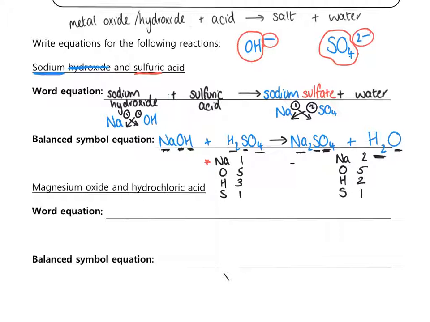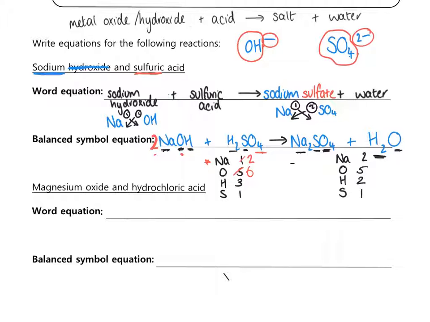Remember, at this stage we can only put big numbers in front of the whole formula. And so what I'm going to do is put a big 2 in front of my sodium hydroxide. Then it's really important that at this stage you update your list as to how many of each atom you have. So I've affected my sodiums, and now I have 2 sodiums. I've also affected my oxygens. So it's 2 multiplied by 1, which is 2 oxygens, plus my 4 that are here, which is a total of 6 oxygens.